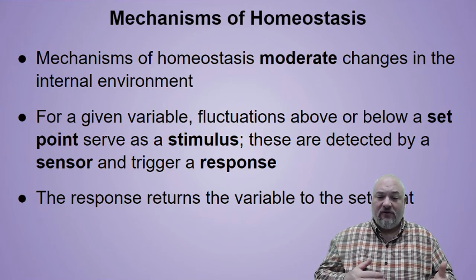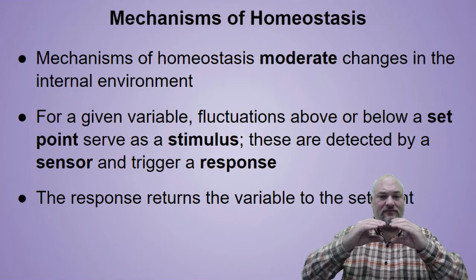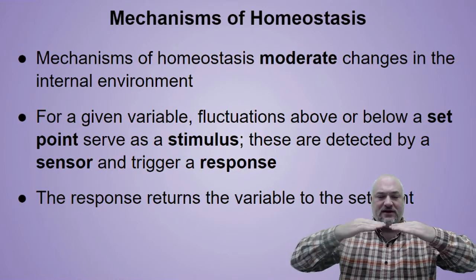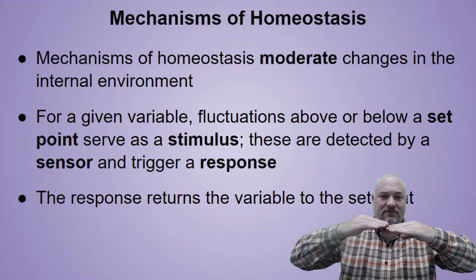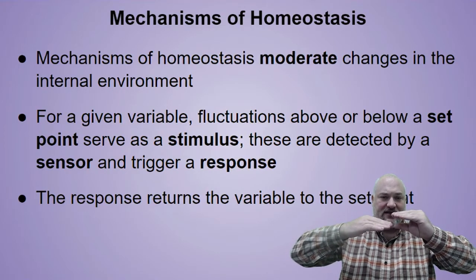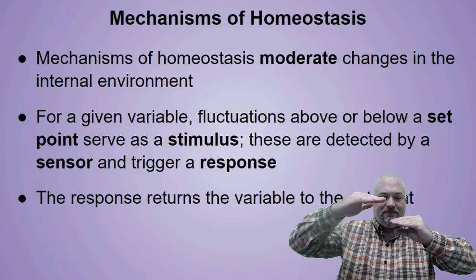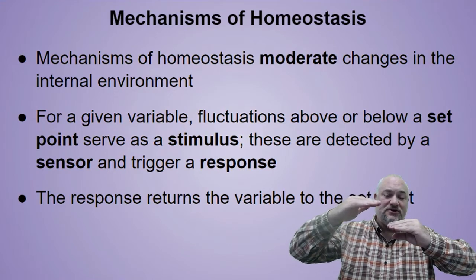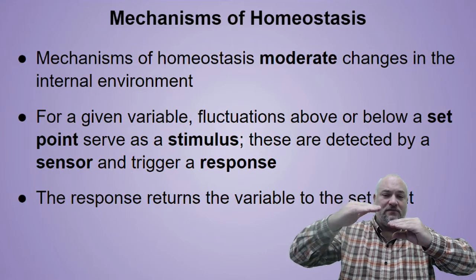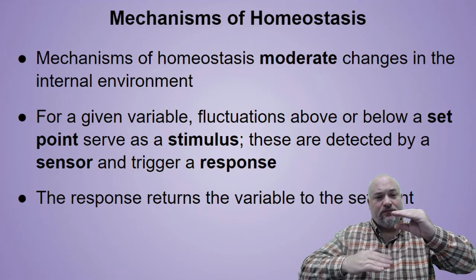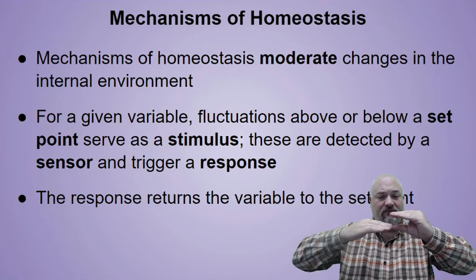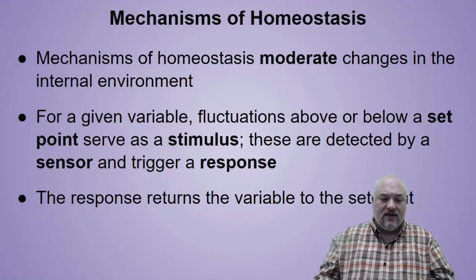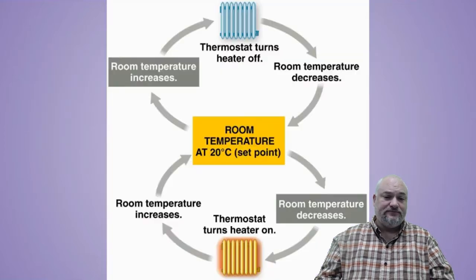Okay. So for a given variable, there are fluctuations above or below a set point. Let's keep using temperature, with a set point of 98.6 degrees Fahrenheit. If our body temperature starts to rise above that range, that stimulus is going to trigger a response. We're going to have a sensor, a temperature sensor, something like that. It's going to trigger a response that will bring our temperature back down. Or if we get too low, it triggers a response that brings our temperature back up. Think sweating or shivering, right? To do both of those things. And that response returns the variable to the set point.